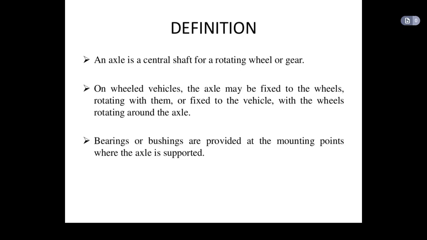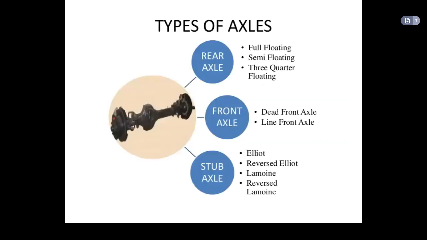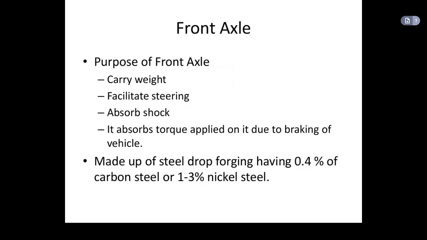Bearings or bushings are provided at the mounting points where the axle is supported. Okay, so bushings and bearings are also provided in this axle. Types of axles: three different types of axles are available. Rear axle, which is full floating, semi-floating, and three-quarter floating. These are the types of rear axle. If we see the front axle, then dead front axle and live front axle are also available. The third type of axle is the stub axle. In this case, Elliott, reverse Elliott, Lemoine, reverse Lemoine. These are the different types of stub axles that are available.